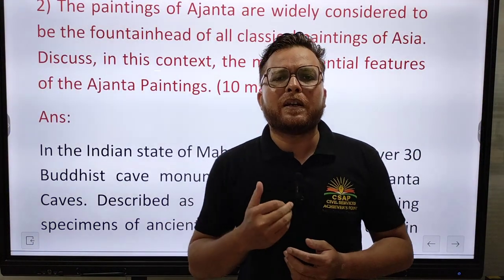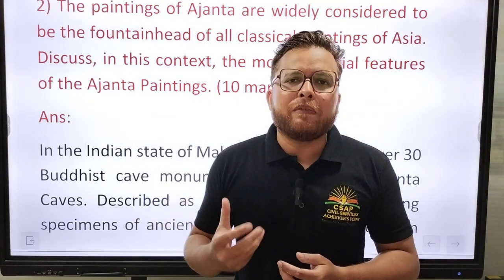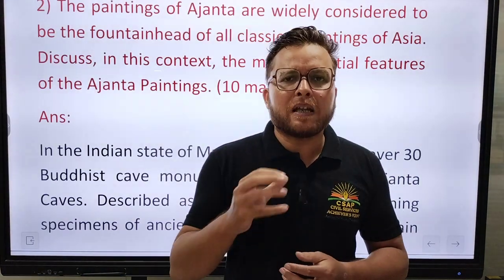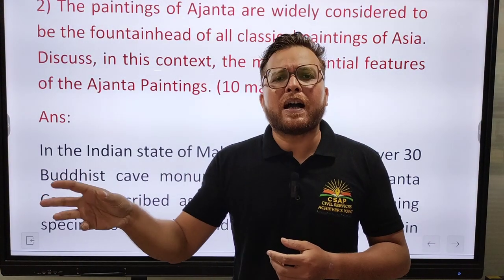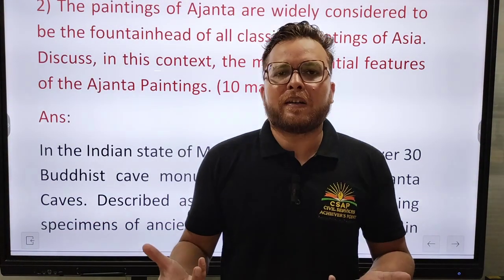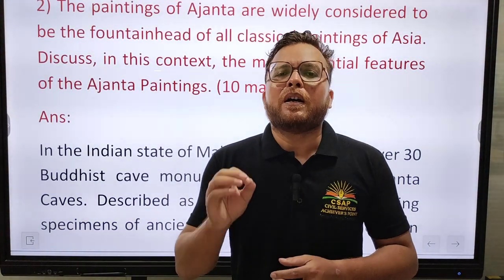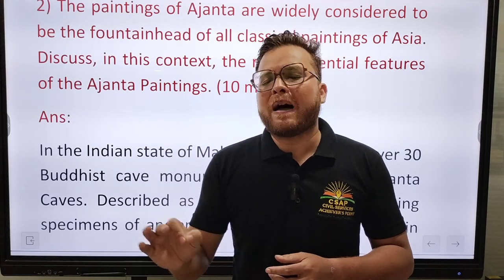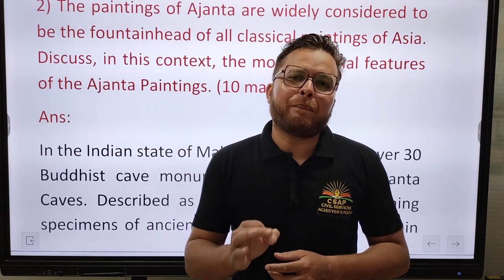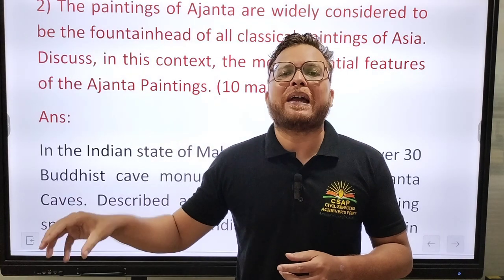Ajanta caves can broadly be divided into two phases: the Satvahana phase and the Vakataka phase. The Satvahanas belong to the post-Mauryan era. The Vakatakas were contemporaries of the Guptas. So the paintings also have to belong to these two phases. Have you ever wondered, despite Ajanta paintings being so old, why or how the paintings have survived till today?